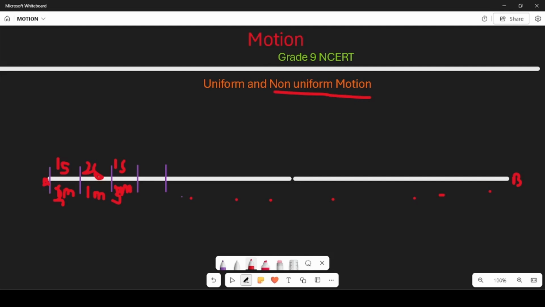I will show you how you can show it in a graph towards the end of the video. Then you'll get a clear explanation of uniform and non-uniform motion. So stay tuned to watch it.